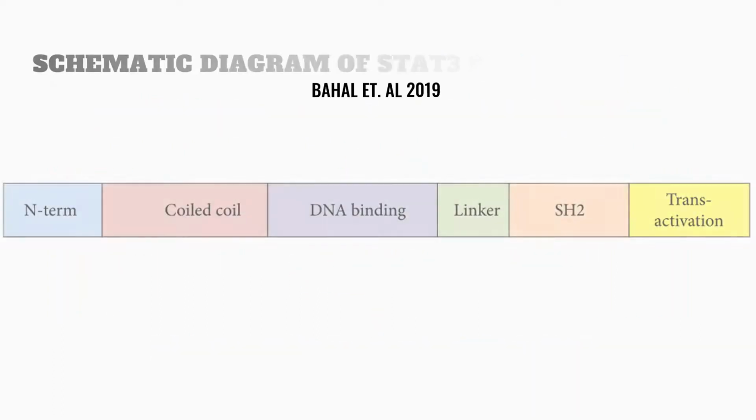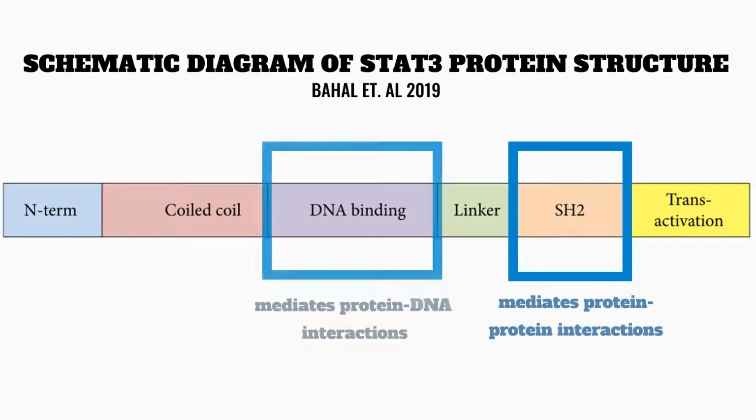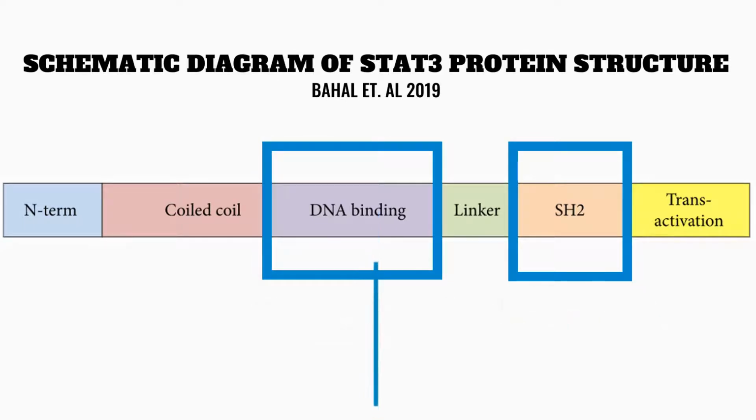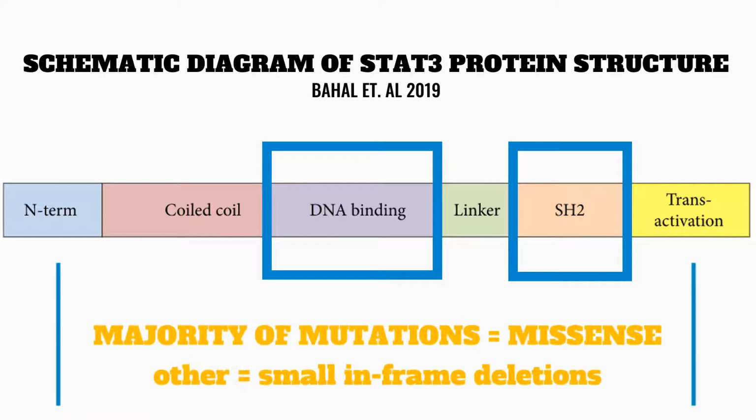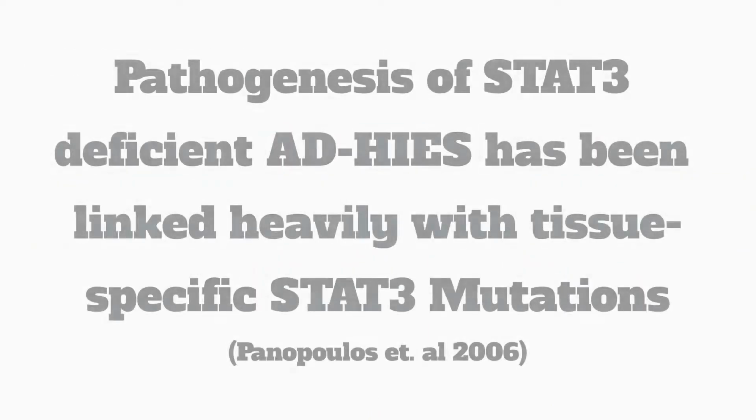Mutations are largely located in the SH2 domain, which mediates protein-protein interactions, and the DNA binding domain, which mediates protein-DNA interactions. The majority of reported mutations are missense, and others are small in-frame deletions with several hotspot mutations. The pathogenesis of autosomal dominant type of hyper-IgE has been shown to be linked heavily with tissue-specific STAT3 mutations, due to which there are many characteristics of this disease.